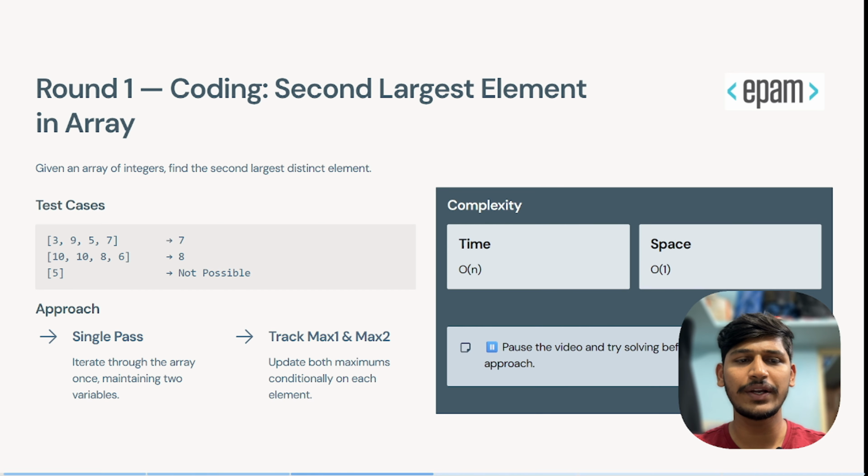So before getting into the coding question, we need to explain the approach to the interviewer, what kind of approach we will be following, like a single pass, iterating through the array once and maintaining 2 variables, and we need to optimize the code further also. So it will be a good impression for the interviewer, for optimizing the code and explaining the time and space complexity of the same. So you can pause the video and try solving before checking the approach.